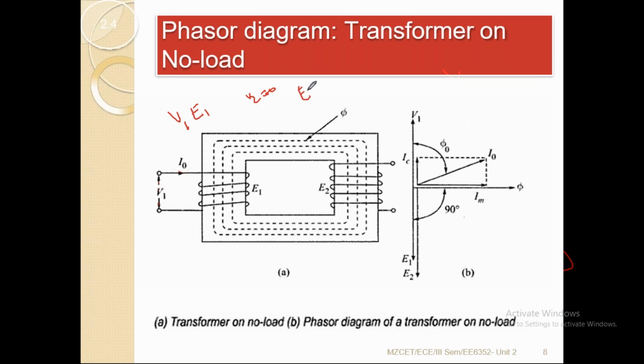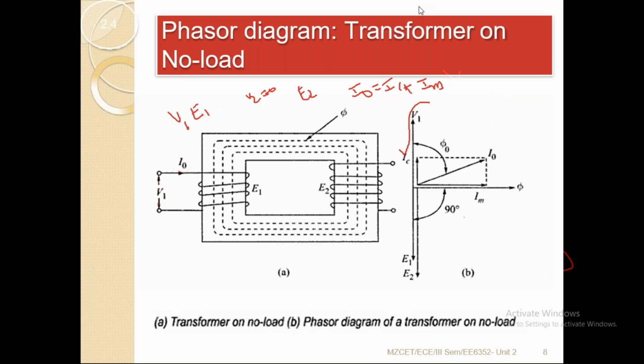And E2 is available here, and I0. So I0 is the combination of the working component and the magnetizing component, IC and IM. These two parameters we already found in the OC and SC tests. Now let me see how these parameters are represented in the phasor diagram, that is the graphical representation. So this is the graphical representation of all these parameters.